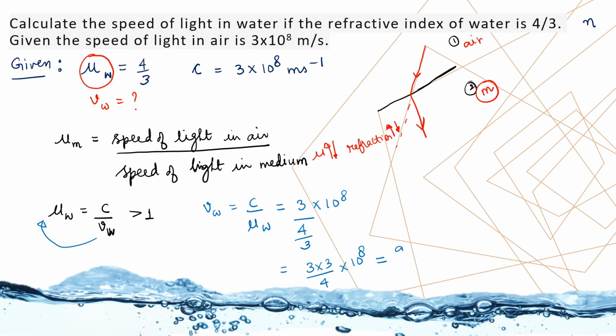So what do we get? 3 3s are 9, by 4, into 10 power 8. If you calculate it, 4 2s are 8, 1 remainder, 10, 4 2s are 8, 2 remainder, 20, 5. So you'll get 2.25 into 10 power 8 meter per second. This is the result, the velocity of light in water. Now if you have understood that, let's go to the next question.